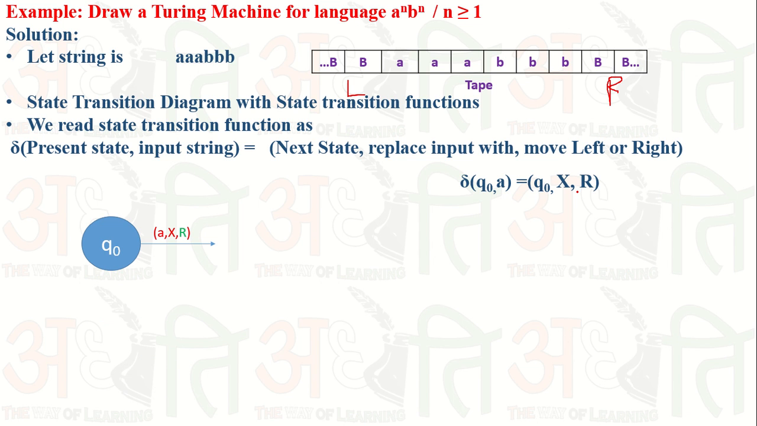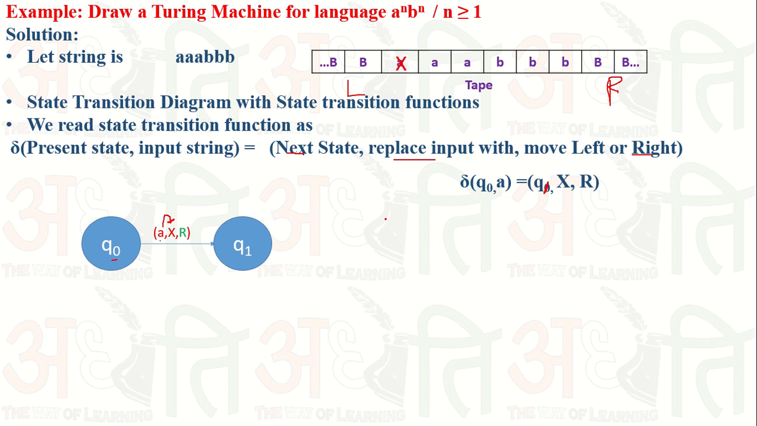Sorry, we do not remain at Q naught, it is Q1, sorry. We move to the next state Q1, and replace it with X, we simply replace it with X, and move to the right side. So we are at the state Q0. When A comes, then we replace A with the X and move to the right side. So here we replace A with X, so we mark A with X and move to the right side and go to the state Q1.